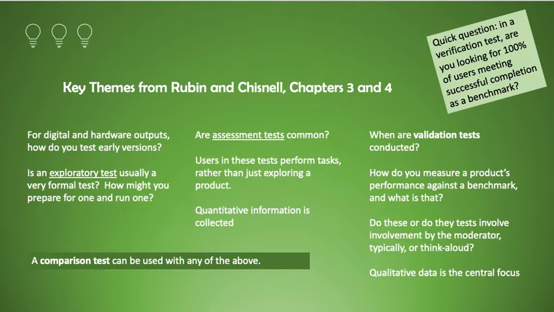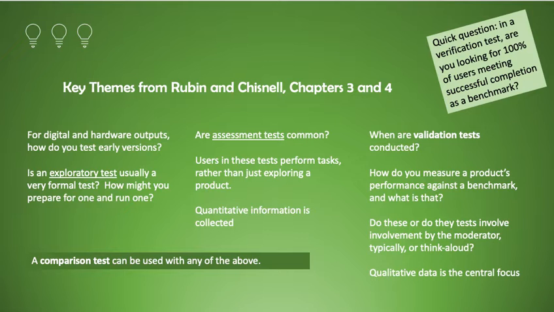So a little bit further on in the development process, you might run an assessment test. Are these common? Please be sure that you can answer that question. So users in these tests perform tasks rather than just exploring a product. Quantitative information is collected. So what is quantitative information? What are examples of quantitative information? If you don't know the difference between qualitative and quantitative information, please pause the video and look that up, or write a note for yourself so you can go back and figure that out.